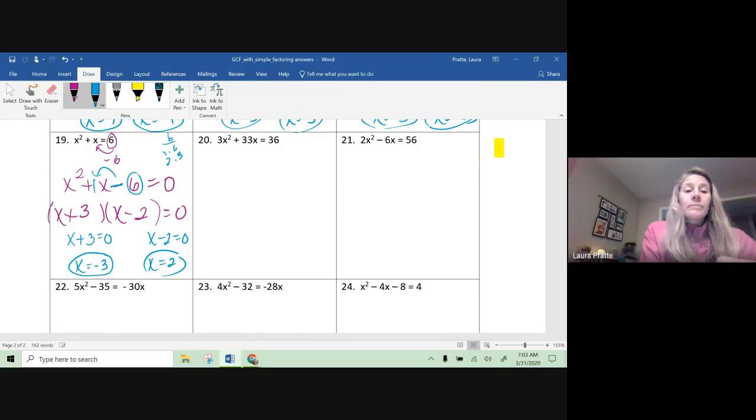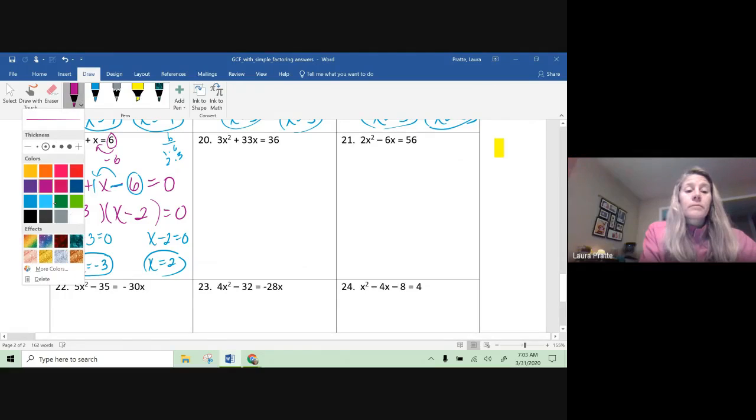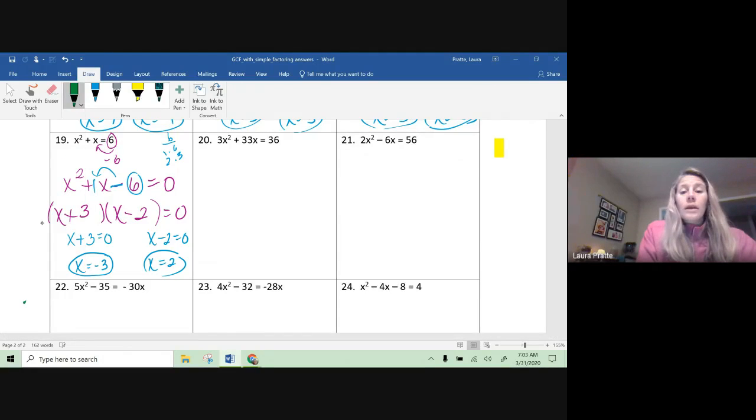So number 20, this time we're going to move that 36 over to the other side by subtracting it. So we have 3x squared plus 33x minus 36. Now it equals 0, so that's good because that's what we want.